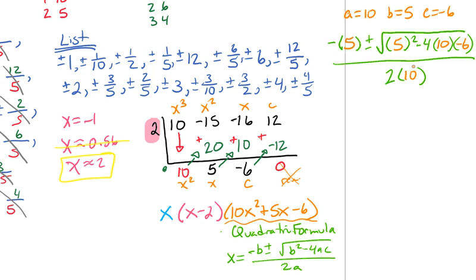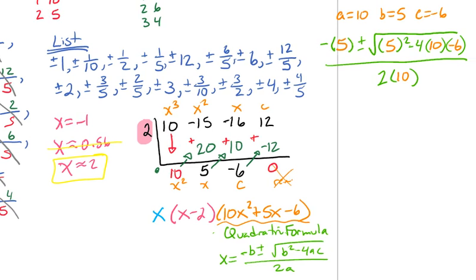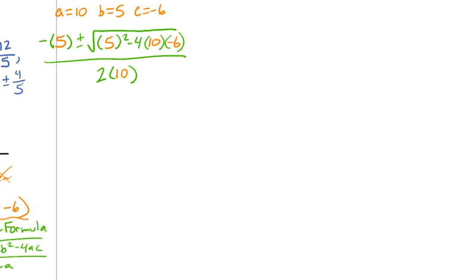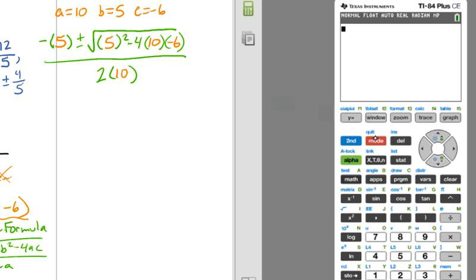So now we can just plug that in to our calculator, just like we see it, right? So let's say we bring up our calculator, we open up our piece, and we get a fraction. So we've got negative 5, we'll use the plus this time, square root of 5 squared minus 4 times 10 times negative 6, all over 2 times 10. And we're going to hit enter. We're going to get 0.56.